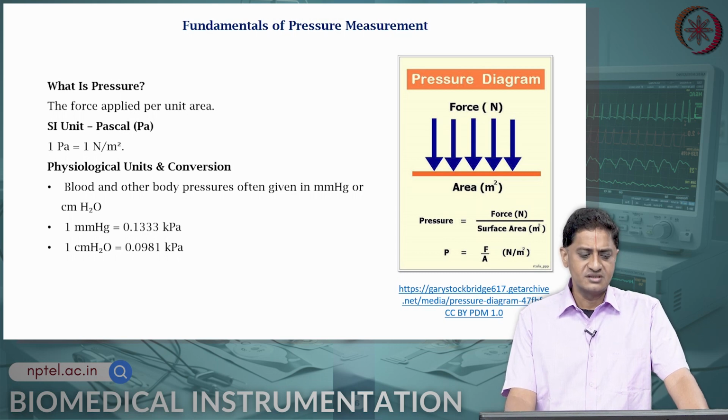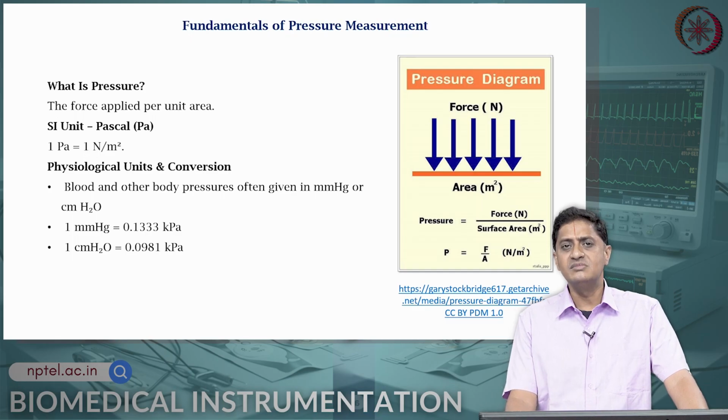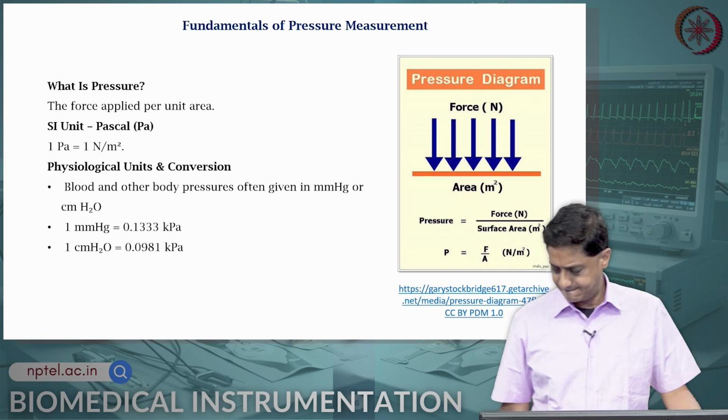Physiologically, pressure, in this case for example blood pressure and other pressures within the body, are usually denoted in millimeters of mercury or centimeters of water. Of course, there are standard conversion techniques to convert 1 millimeter mercury to kilopascal, 1 centimeter water to kilopascal, for example.